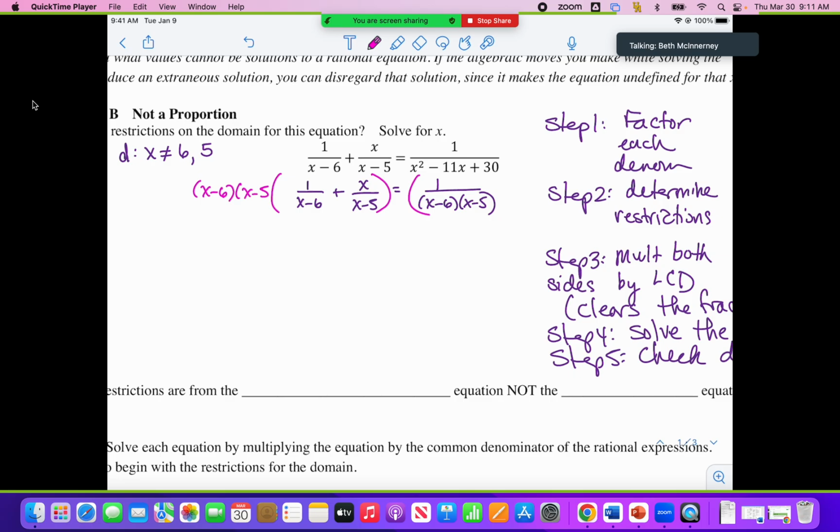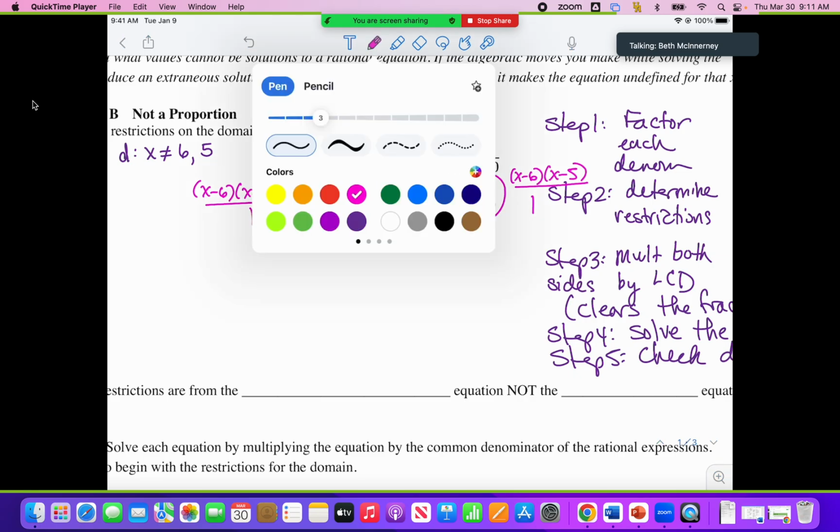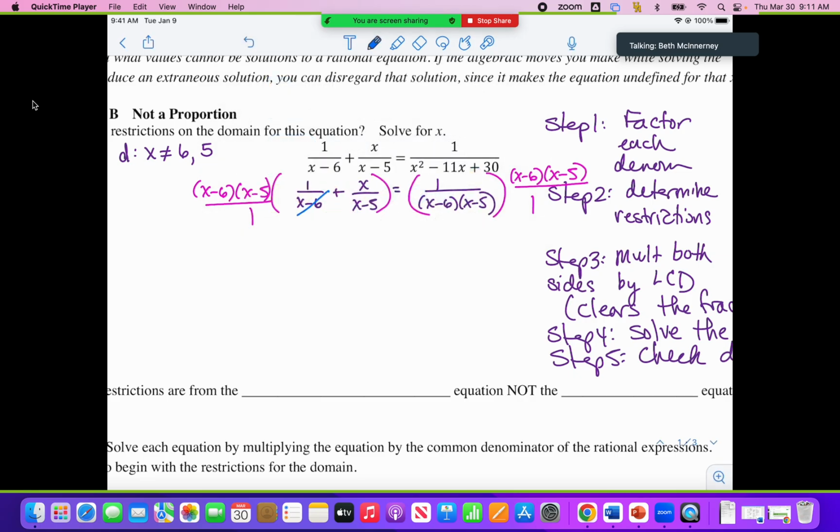You're going to multiply both sides by the common denominator. Now, these are really over 1. And the purpose, and again, if you just do it in your head, then we would skip this particular step. But what's happening is now it's going to clear the denominators. So I'm going to get 1 times x minus 5 plus x times x minus 6 equals 1.